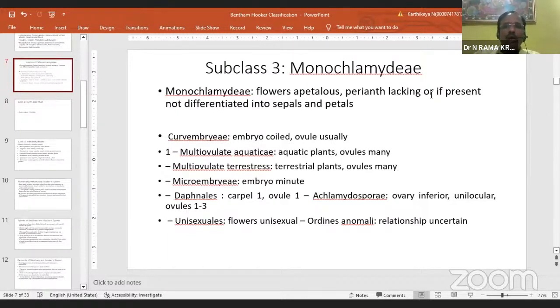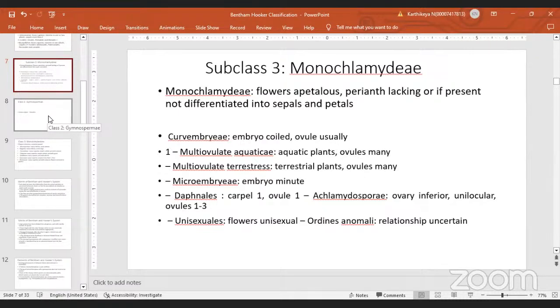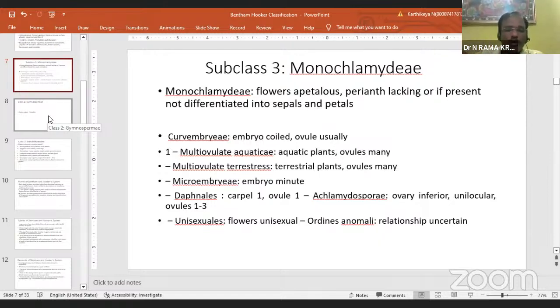Perianth lacking or is present, not differentiated into sepals and petals. This is often so many orders, from Curvumbier to other ones. This is often monoclamidae. So next, you see we have completed the entire dicots. Once again, dicots, the class, is divided into 3 subclasses: polypetale, gamopetale, monoclamidae.